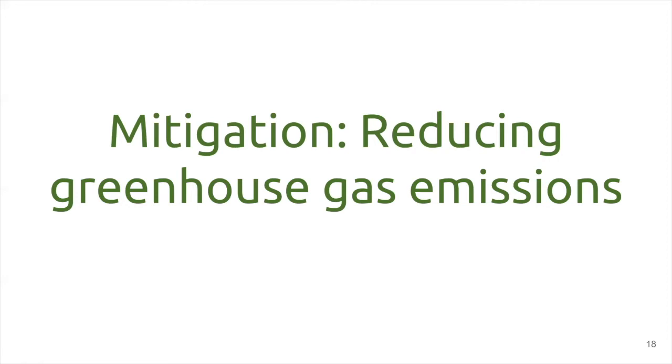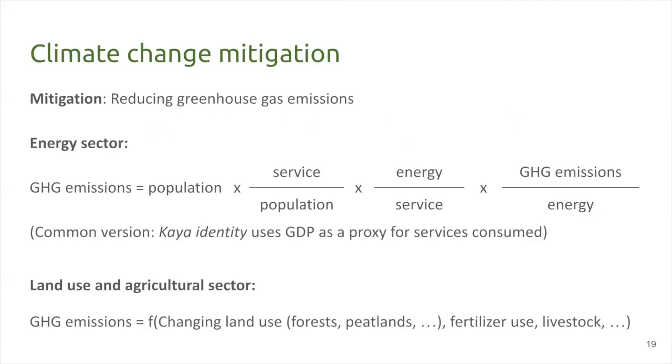Take it away. All right, so let's dive into climate change mitigation, which refers to reducing greenhouse gas emissions. And those greenhouse gas emissions can come from, for example, the energy sector or the land use and agricultural sectors, as we just have seen.